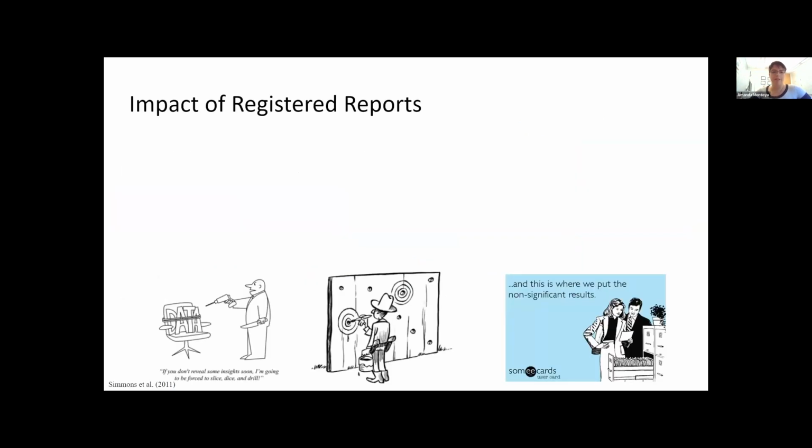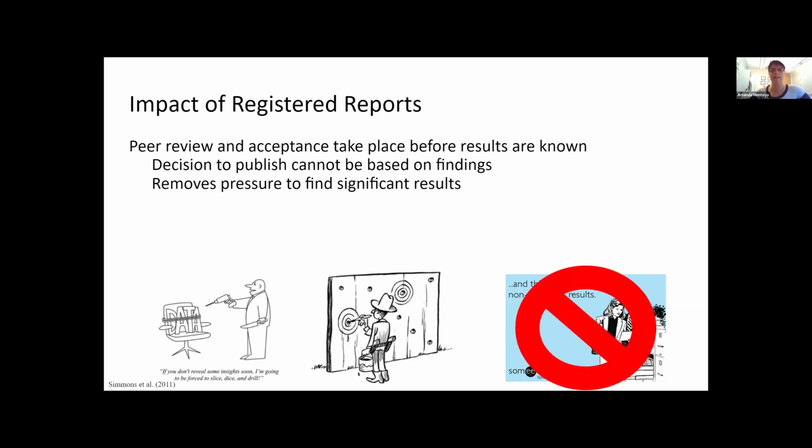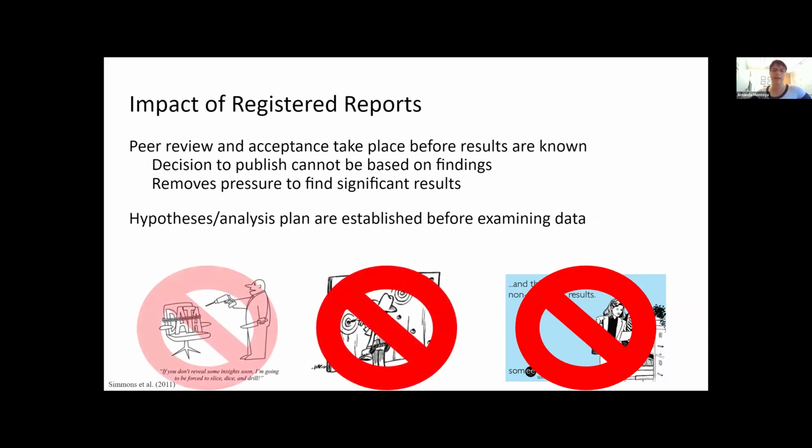So what are the impacts of registered reports? Well, the basic idea is we're trying to address a lot of the concerns that were coming up in social behavioral sciences by introducing peer review and acceptance before results are known. This should reduce publication bias or any decisions that are based on significance of results. And additionally, because hypotheses and analysis plans are established before examining the data, we should be reducing issues like p-hacking and HARKing.